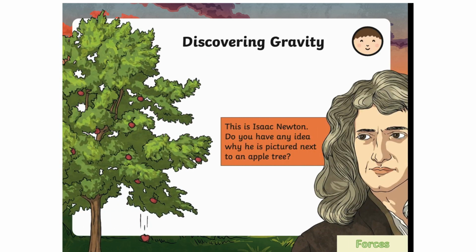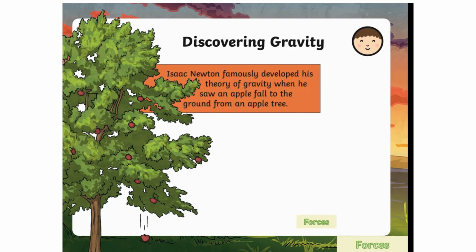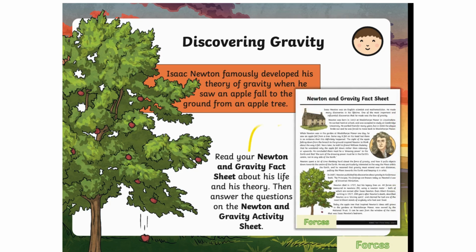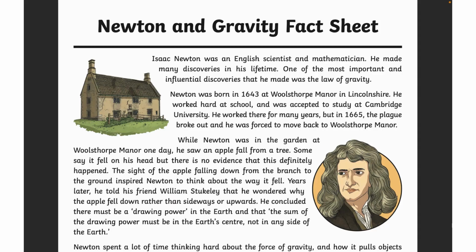Okay, let's discover. Now, this is Isaac Newton. Do you have any idea why he is pictured next to an apple tree? Of course, we all know his famous story, right? The apple fell on him, and that is how he came to the idea of gravity, why did it fall, right? So, Isaac Newton famously developed his theory of gravity when he saw an apple fall to the ground from an apple tree, right? And gravity fact sheet.